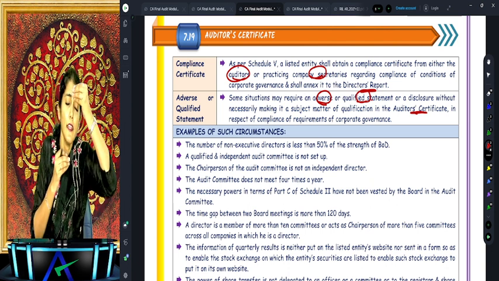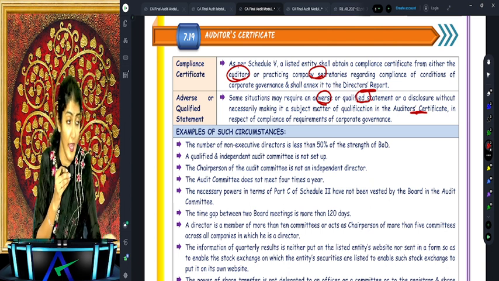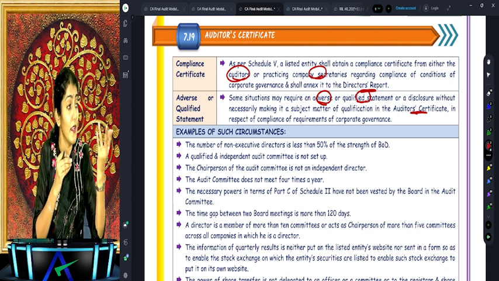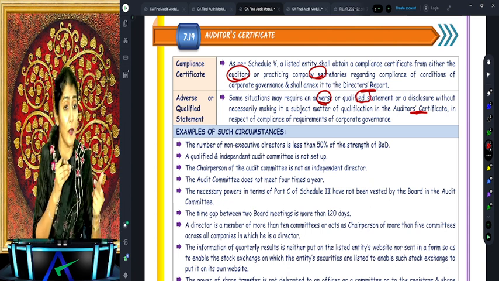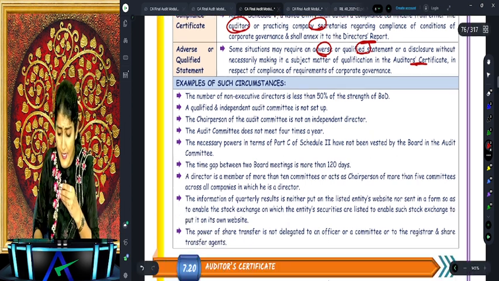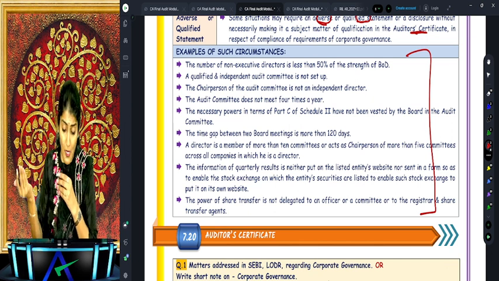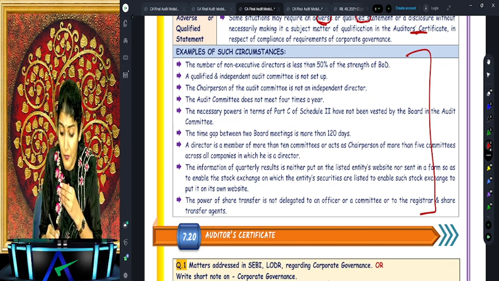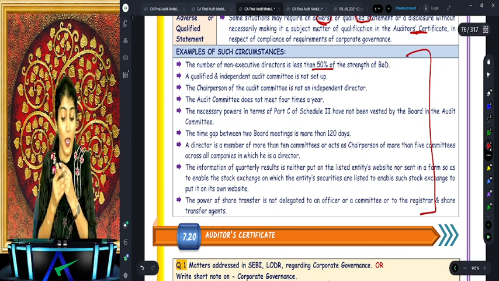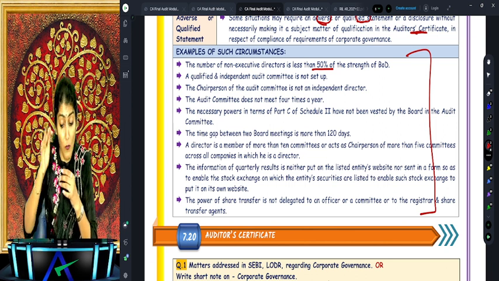So if any of the provisions of corporate governance which I have taught you so far are not followed, it will lead to a qualified or an adverse statement in the auditor's certificate. So this is just an example. Can you write points on your own? 100% yes. What does it say? The number of non-executive directors is less than 50%. How should it be? The number of non-executive directors should be more than 50%.